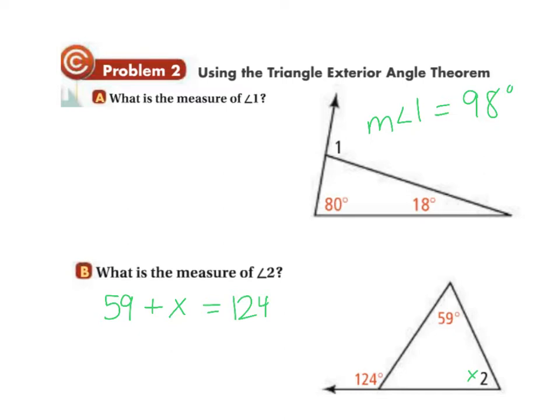All right, here's what you'd end up doing. You'd have to say that the sum of the remote interior angles, I named it x, so 59 plus x should equal 124. You can set up a little equation, but you might have just known that I need those to add up to 124, so you can just take 124 and subtract the 59 and get your answer. Whether you showed it as an equation or not, you should have gotten 65 degrees.